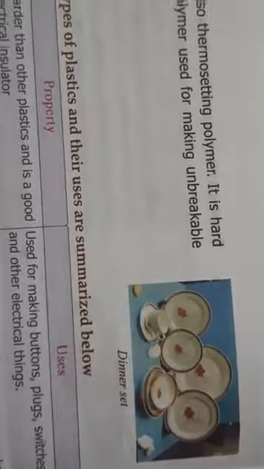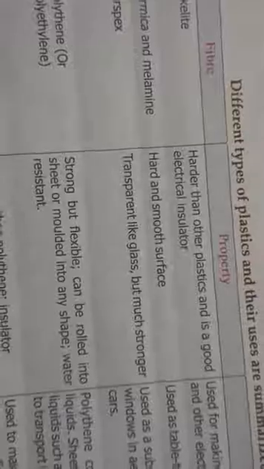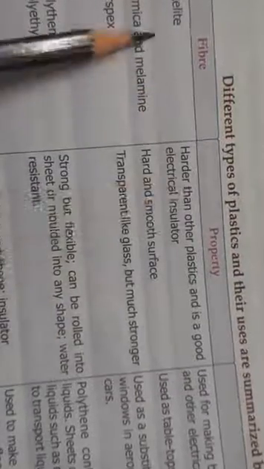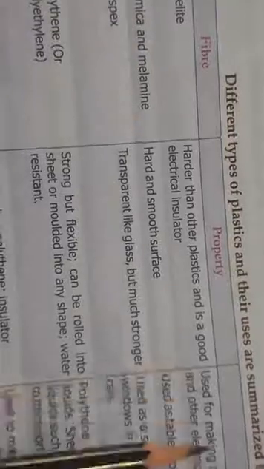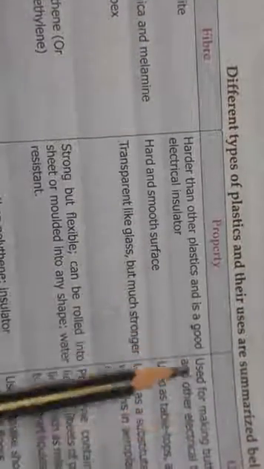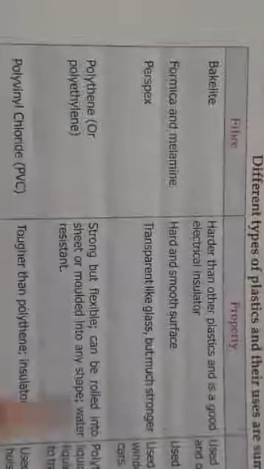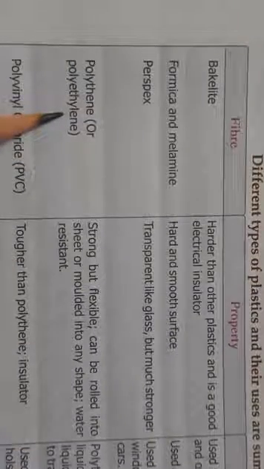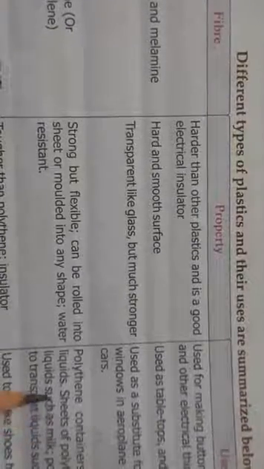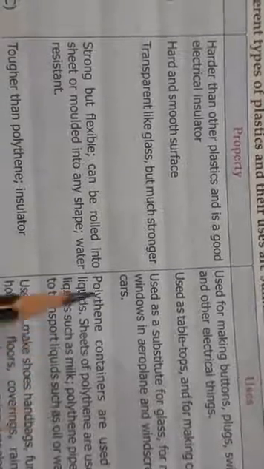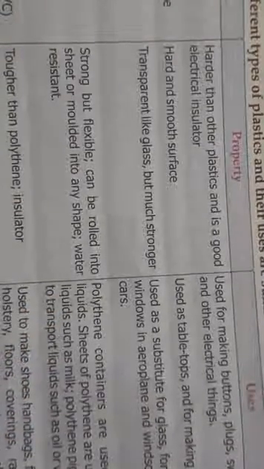And all this, you will have to learn this table. Clear, children? See, here it is given: bakelite. Even if you don't learn the properties, you have to learn where it is used. Bakelite is used for making buttons, plugs, switches. Then polythene is used for making containers, for storing liquids, for packaging milk and all. So you have to learn this table.